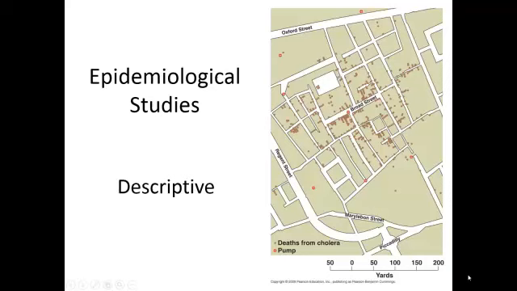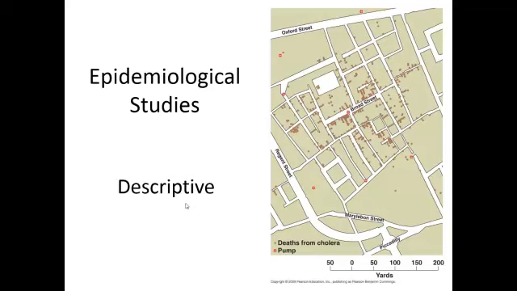Next, let's talk about epidemiological studies, of which there are three kinds: descriptive, analytical, and experimental. First, let's talk about descriptive epidemiology. Descriptive epidemiology involves the careful tabulation of data concerning a disease.